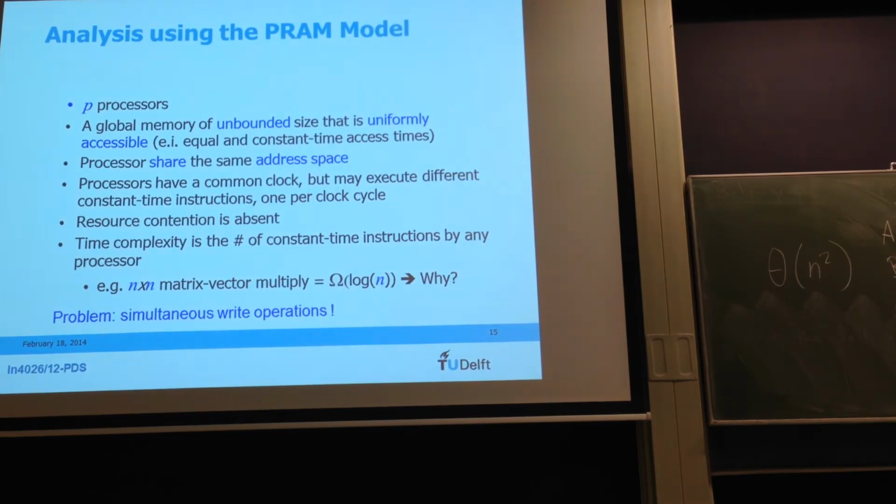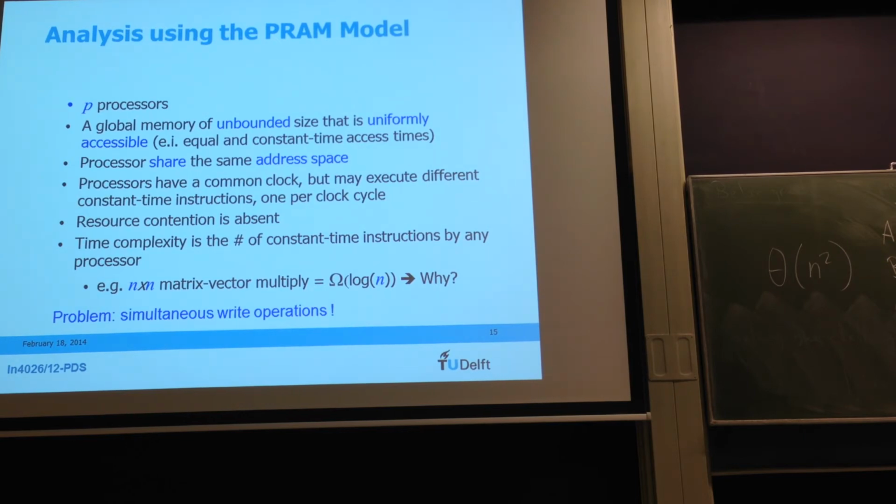Why? Yes? It doesn't take into account the limitation. No resource contention, and everything is equal. This is an equal world. Everybody is equal. Nobody is punished. So it doesn't take into account resource contention. So why is it lower bounded by log n?